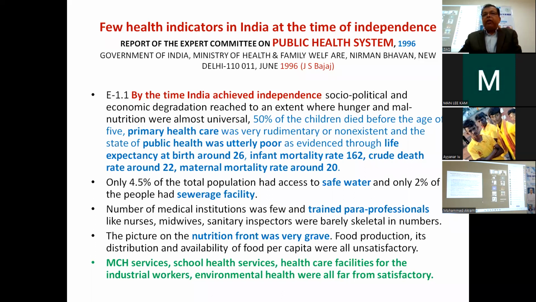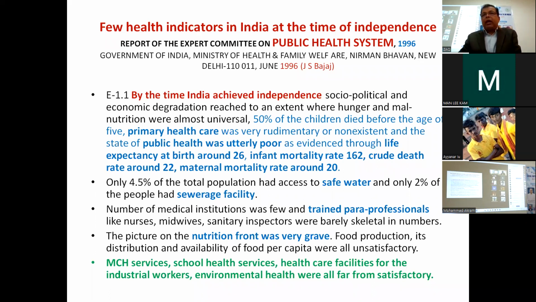50% of the children died before the age of 5. There was a huge prevalence of infant mortality. You cannot imagine it as of now. Primary health care was very rudimentary or non-existent. And the state of public health was utterly poor, as evidenced by life expectancy at birth of around 26. So at that point of time, life expectancy at birth was only around 26 years.